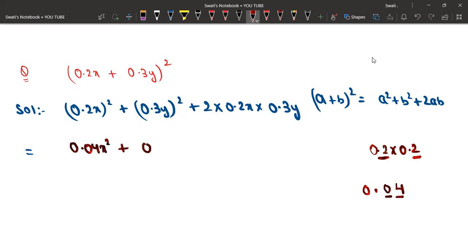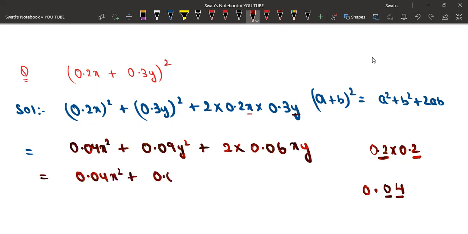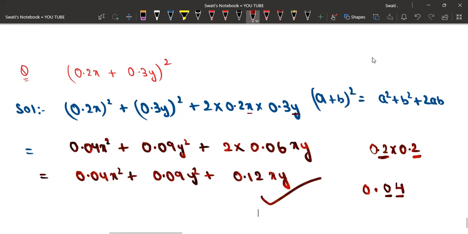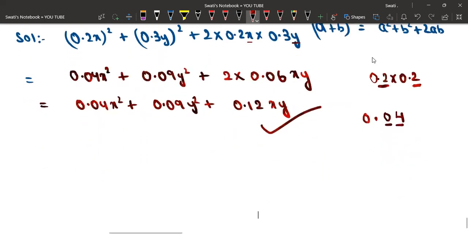Using the same method, this will become 0.09y squared. And 2 times 0.2 times 0.3 will become 0.06. Same method, x times y will become xy. Now this will become 0.04x square plus 0.09y square plus, if I multiply, 0.12xy. And this is the answer. All right, I can go to the next question now.